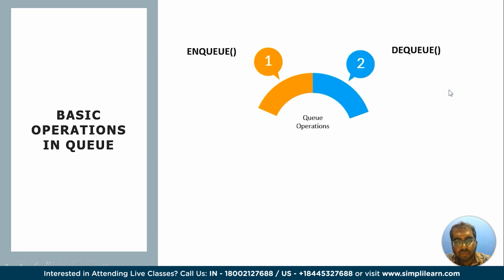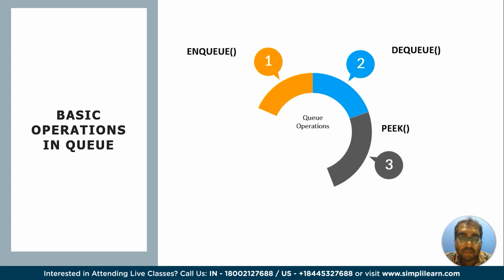Next, we have dequeue. Dequeue is used to remove one element at a time from the front of the queue. So we can delete elements from a queue until it is empty. Trying to delete an element from the empty queue will result in an exception known as underflow. Next, we have the peek. Peek is used to view the element at the front of the queue without removing it from the queue.